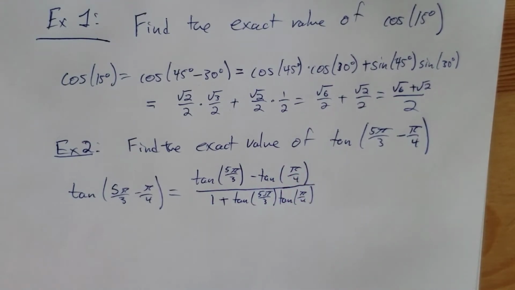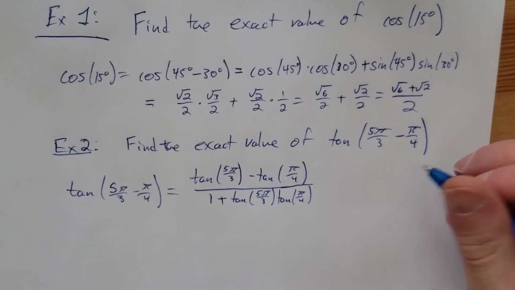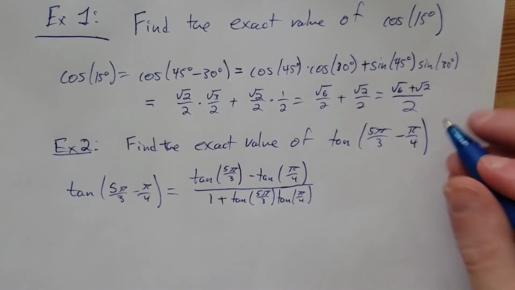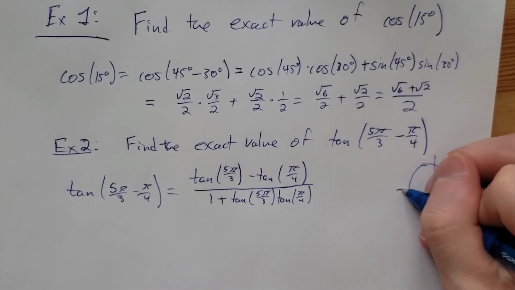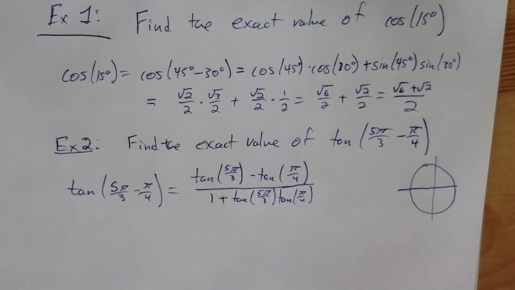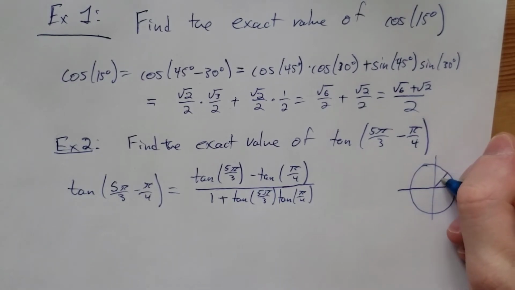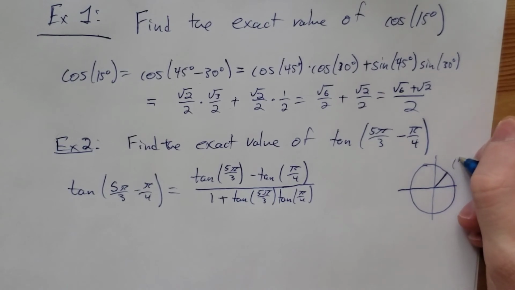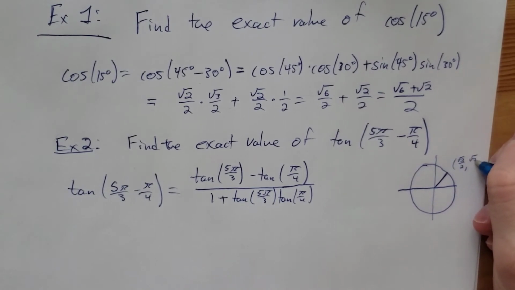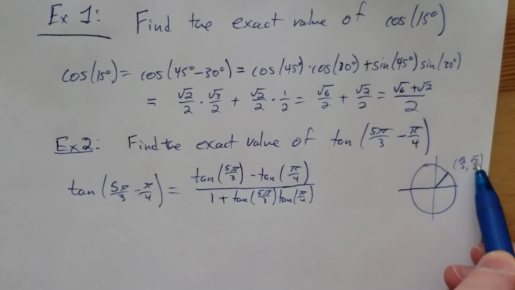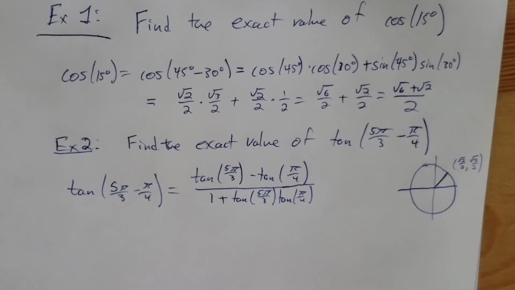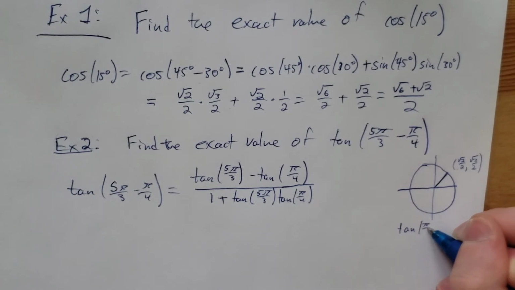Before we continue with this, we need to know what tangent of pi over 4 is and what tangent of 5 pi over 3 is. If we don't have that memorized off the top of our head, we can think about the unit circle. Pi over 4 is here. We get root 2 over 2, comma root 2 over 2 as the values on the unit circle. Tangent is opposite over adjacent, so the y over the x. So we get that tangent of pi over 4 is equal to 1.